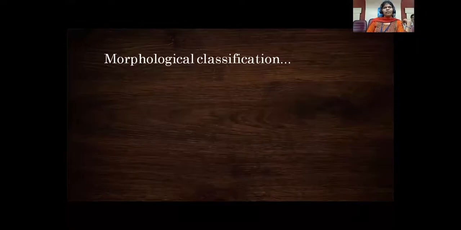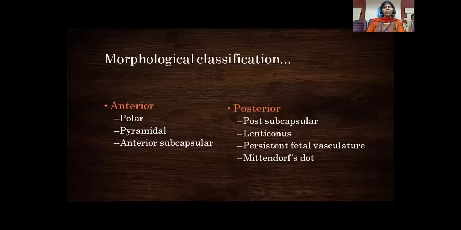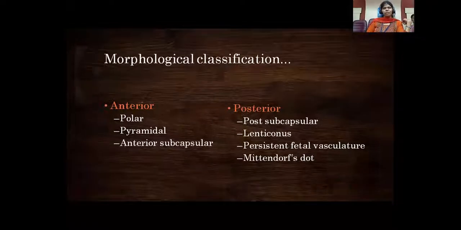In the morphological classification, we see anterior polar, pyramidal and anterior subcapsular cataracts are common in children. When it is posterior, it can be posterior subcapsular or posterior lenticonus. It can be associated with persistent fetal vasculature as part of a developmental abnormality, and Mittendorf's dots. All these cataracts are posterior.